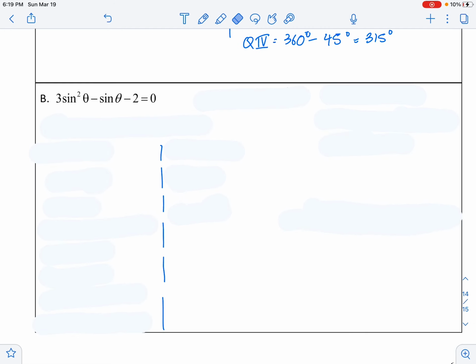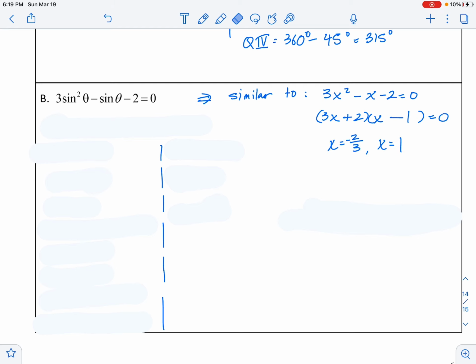In this last example, this is a factoring problem. So with the signs, I can change out sine theta with just a variable if I want to make it something that's a little easier to understand. So 3x squared minus x minus 2 equals 0 would be something that would be more familiar with factoring. So when I factor that and I find the correct combination of factors, I get 3x plus 2, x minus 1 equals 0. And if I were to solve that, you would get those two values as your x values.